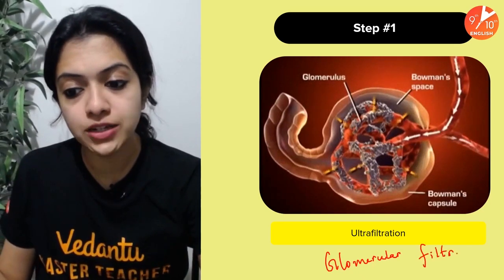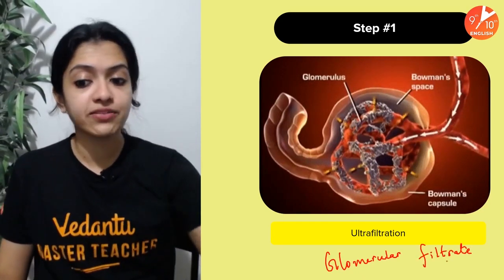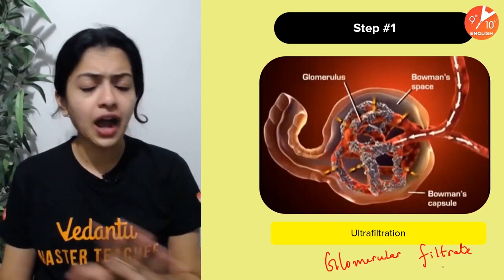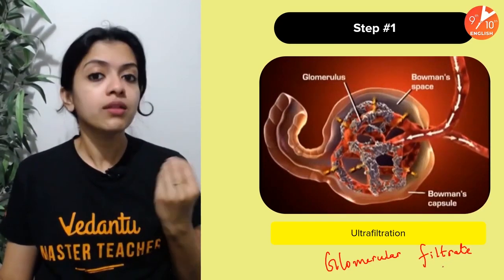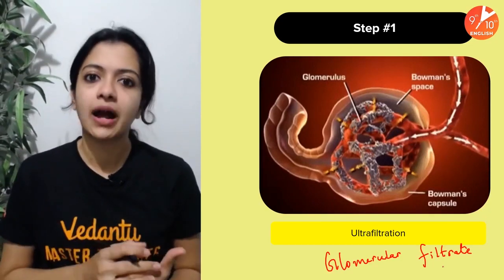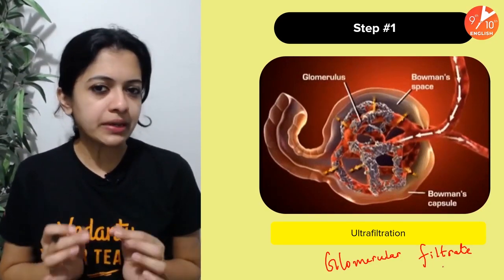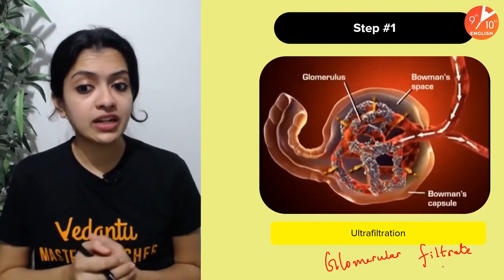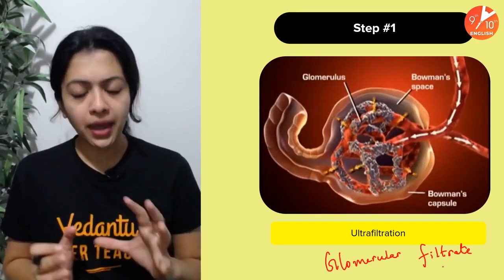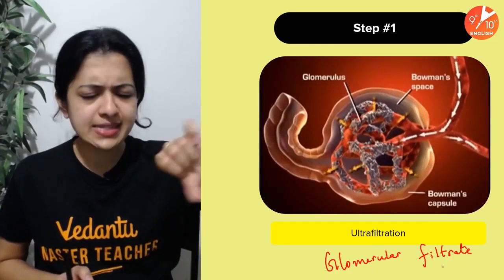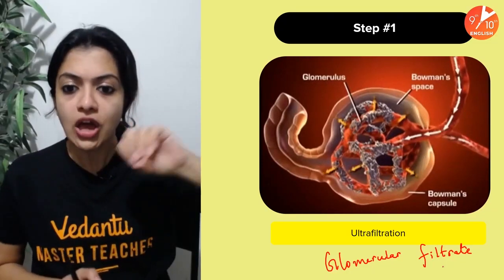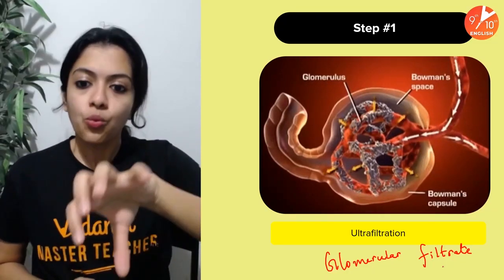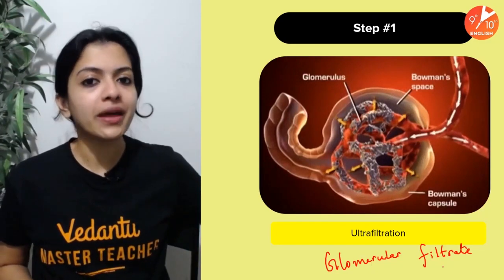Of course, it wouldn't include larger components of blood like proteins and RBCs. If proteins and RBCs do become a part of urine, it would possibly indicate some kind of underlying disease, because this step of filtration is not happening normally. So only components of blood which are small enough to pass through the pores become a part of the glomerular filtrate.